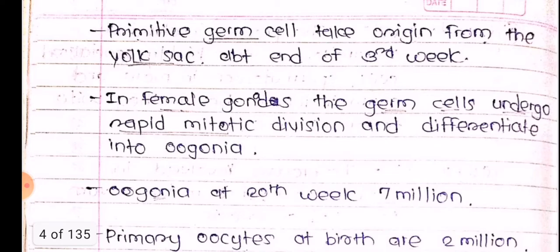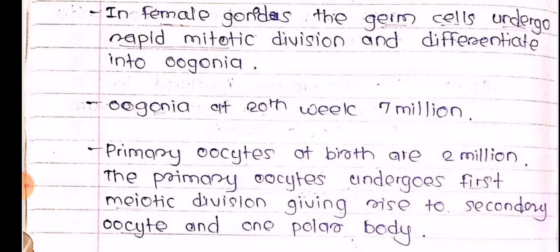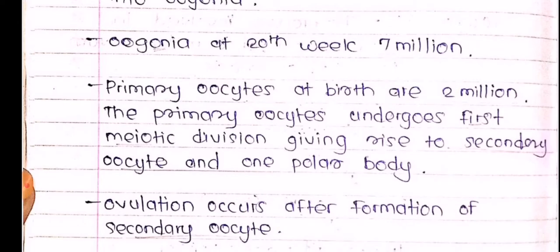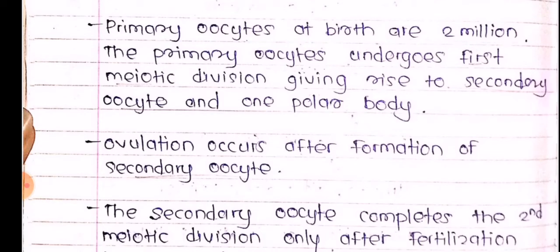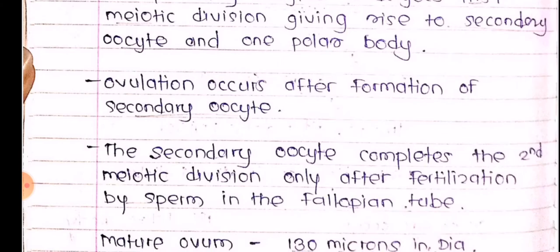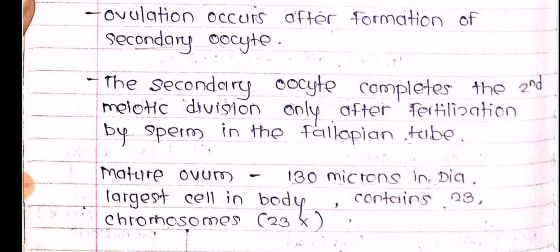We have the primitive germ cell. The germ cell takes origin from the yolk sac about the end of the third week. In the female gonads, the germ cells undergo rapid mitotic division and differentiate into oogonia. Oogonia at the 20th week number approximately 7 million, and the primary oocytes at birth are approximately 2 million. The primary oocytes undergo the first meiotic division, giving rise to the secondary oocyte and one polar body. Ovulation occurs after formation of the secondary oocyte, and the secondary oocyte completes the second meiotic division only after fertilization by sperm in the fallopian tube. This point is very important.